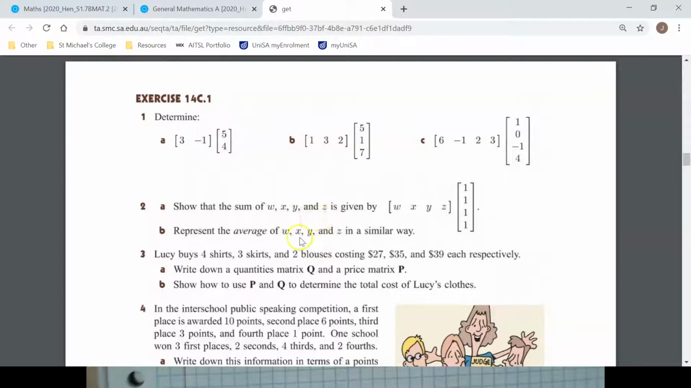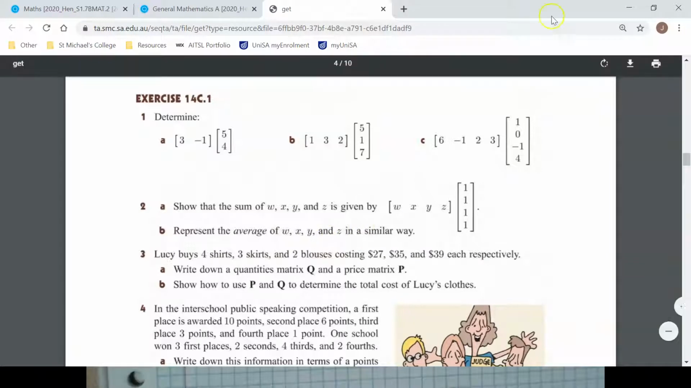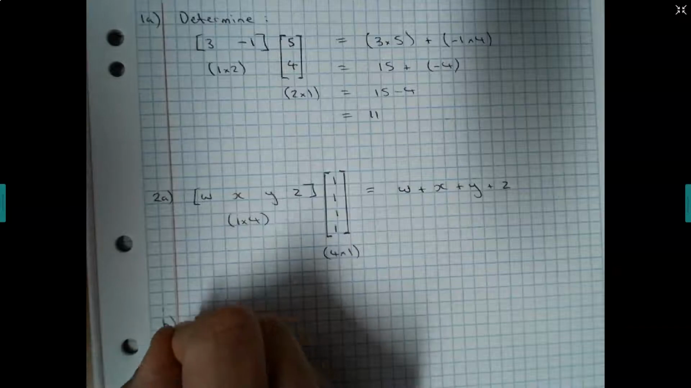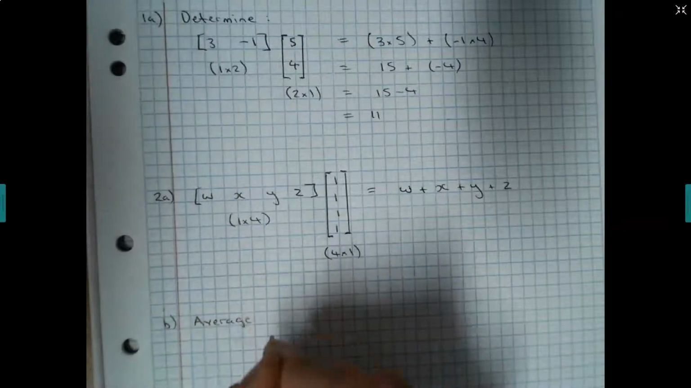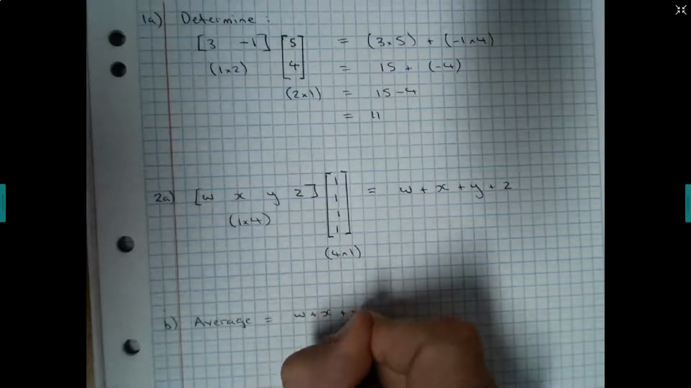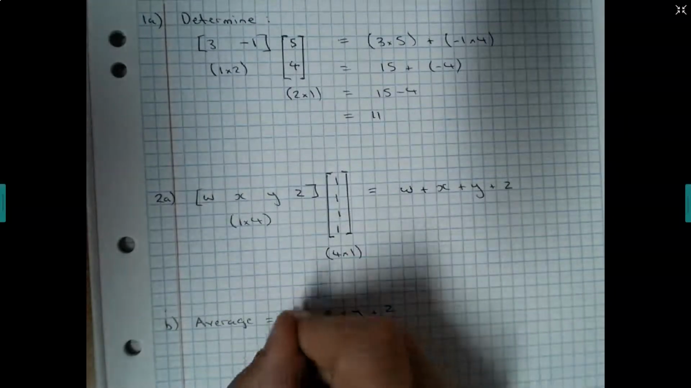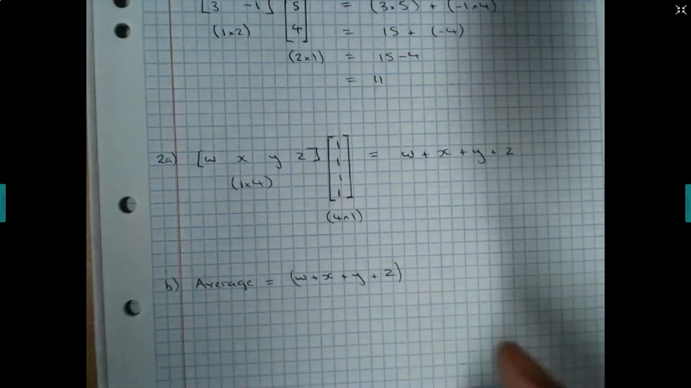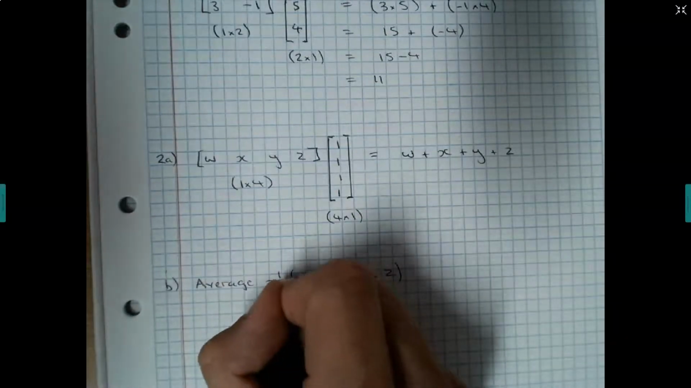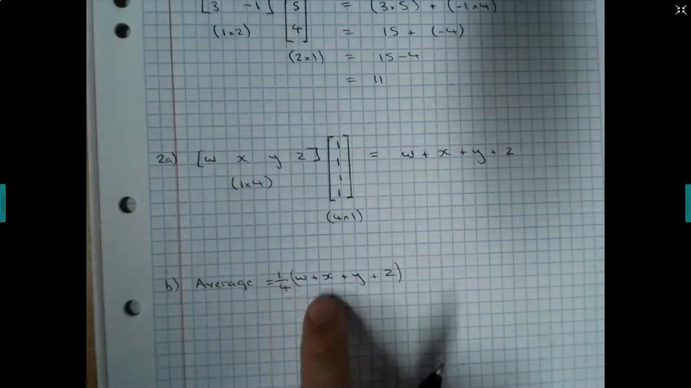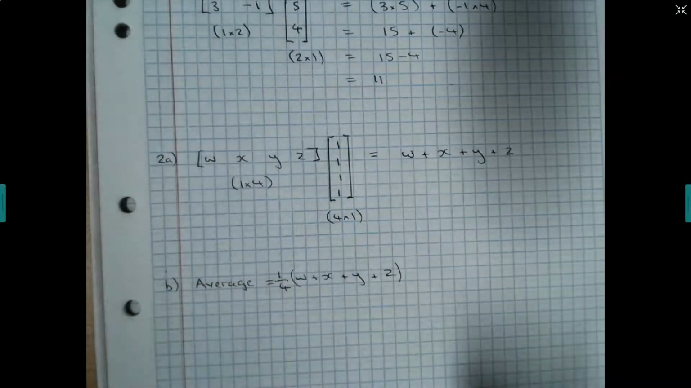So the average of those values could be written as so. B, the average, is equal to w plus x plus y plus z divided by 4. And if we want to divide that by 4, essentially we could also just multiply it by a quarter. It would be doing the same thing. Multiplying this by a quarter is the same as dividing that all by 4. So let's use a matrix multiplication to show this.